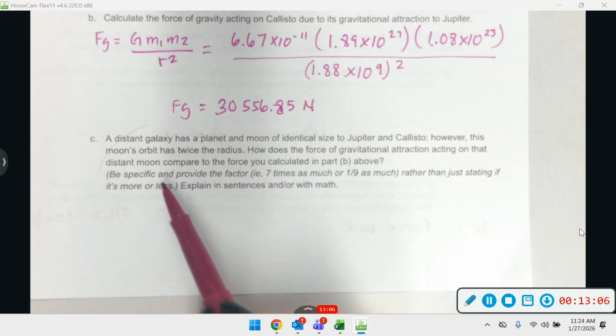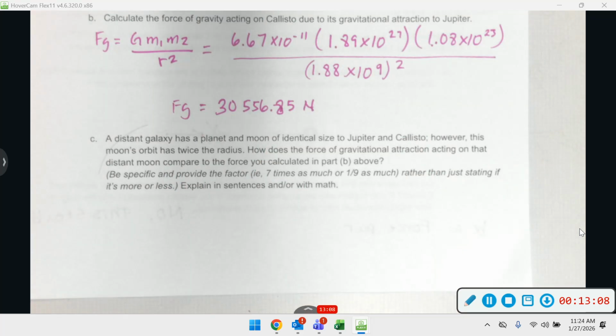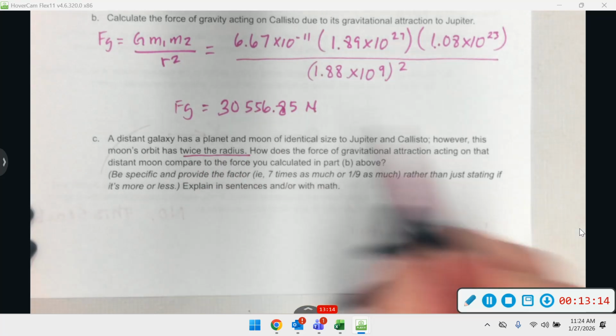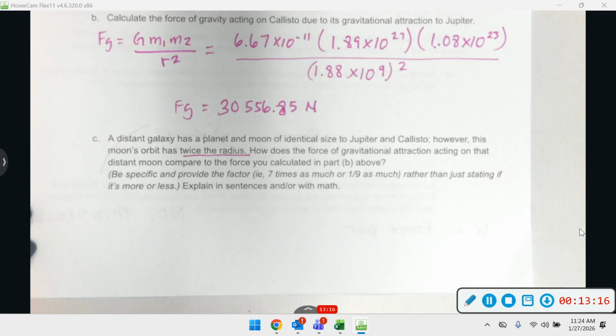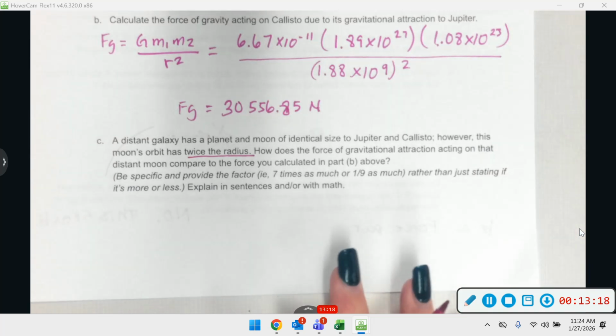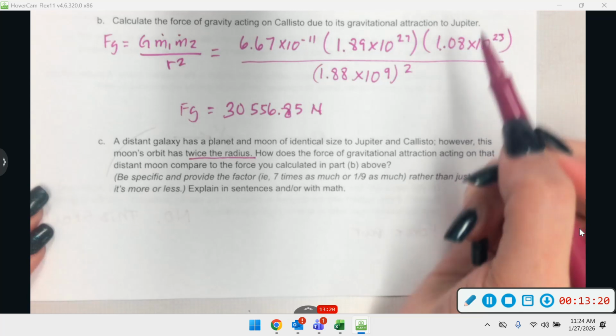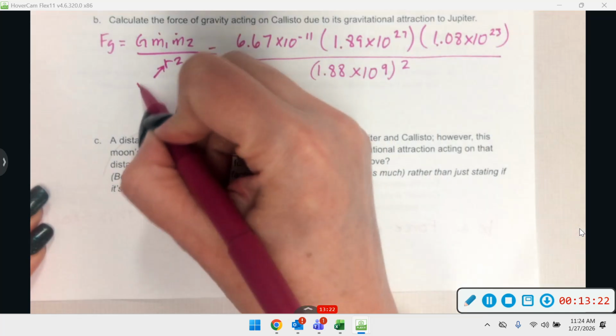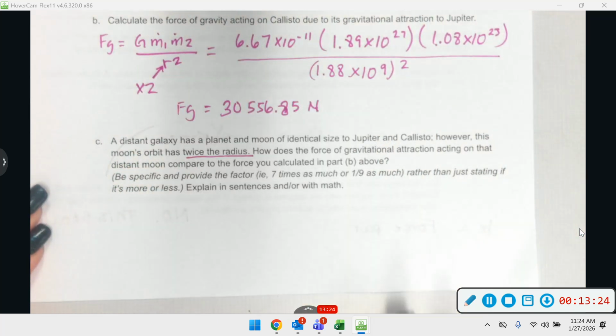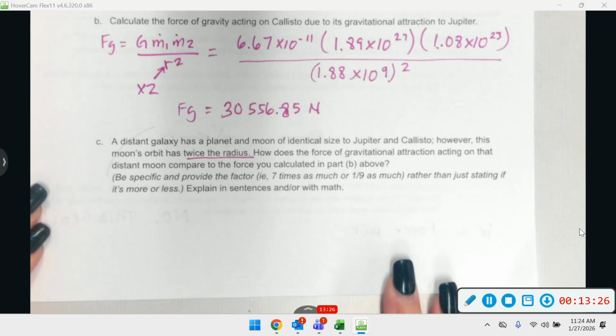All right, next question. A distant galaxy has a planet and moon identical in size to Jupiter and Callisto. However, the moon's orbit is twice the radius. So again, similar thing. We're doing proportional reasoning here, but it has a different change we're looking at. It's saying, hey, these are the same, but this is going to be twice as much. How does the force of gravitational attraction compare?